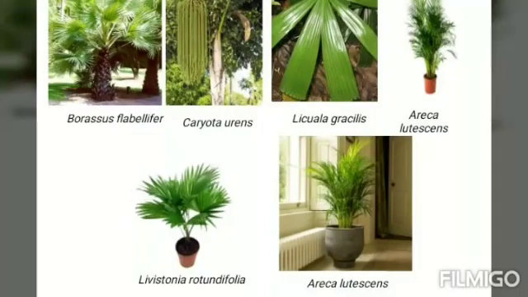In this slide I have put some pictures. The first two pictures are of tall palms, and they are divided into two main groups. The first one is fan leaf, remember, Borassus flabellifer, and the second is Caryota urens, which is the feather leaf. Remember that we have divided into two groups. These two are the tall palms, divided into fan leaf and feather leaf. Now the second is Licuala gracilis and Areca lutescens.